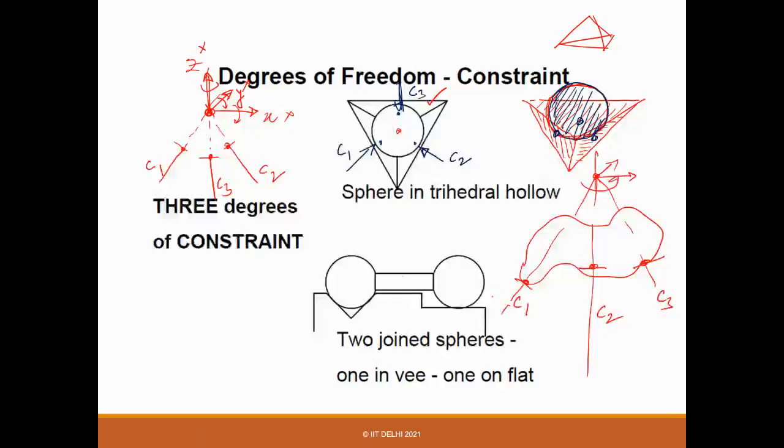Another case, if you have a dumbbell, and what you do differently here is, you put one ball on a V groove and one ball on a flat. So what will happen? Again, you have two, C1, C2, and then here is a normal. So I would leave this exercise to you, to try to find what are those three DOF constraints and what are the three DOF, right? So one in V and one on flat.